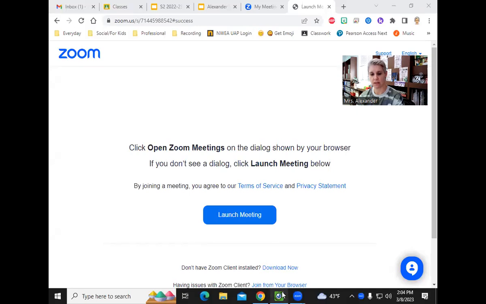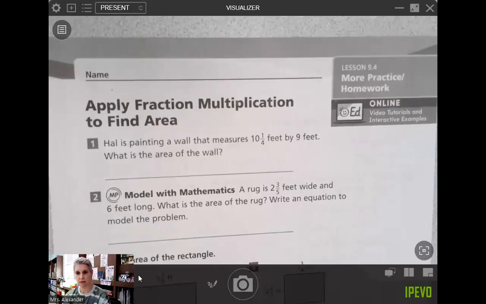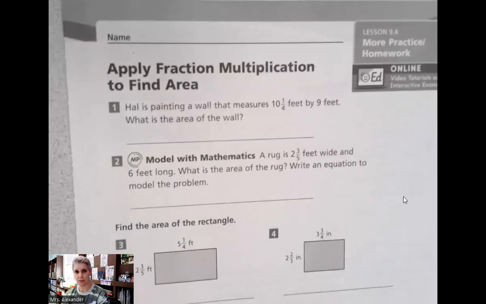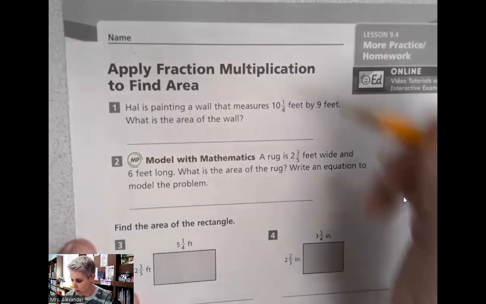I have to share my screen with you. You couldn't see that. There it is. And there it is. And let's do that. Okay, here it is. Hal is painting a wall that measures 10 1/4 feet by 9 feet. What is the area of the wall?